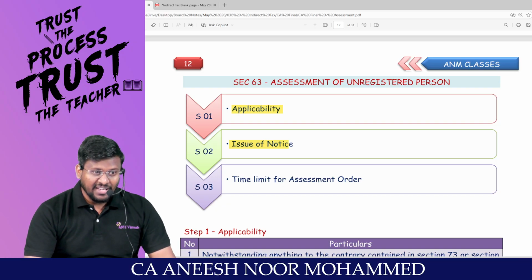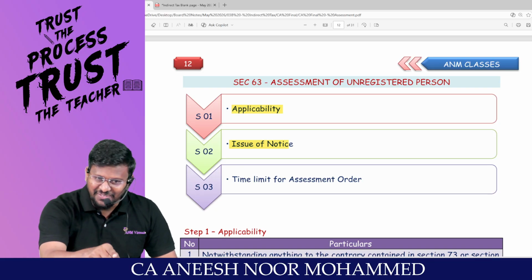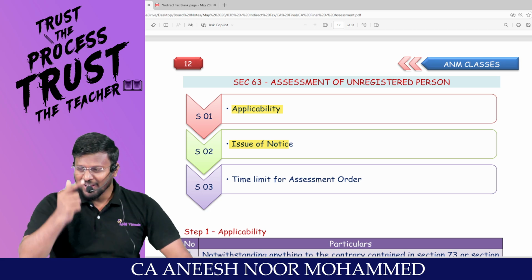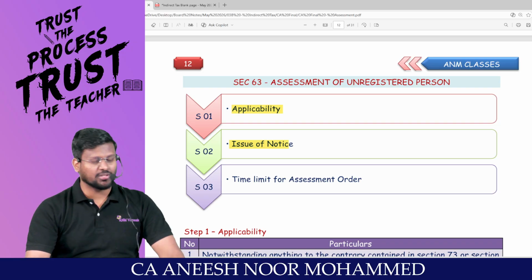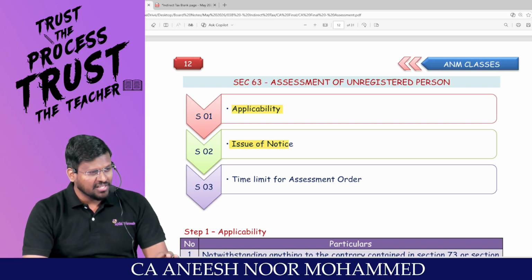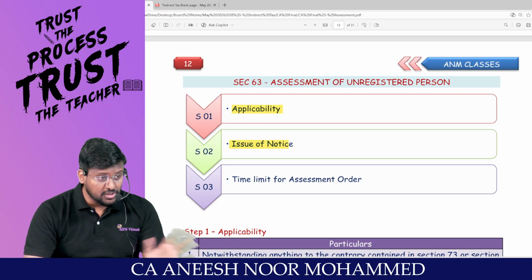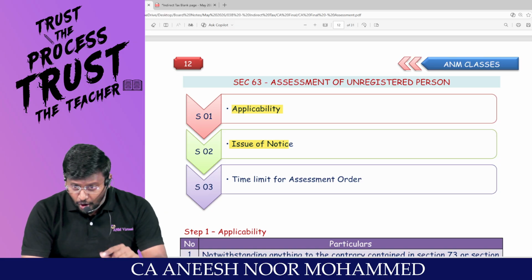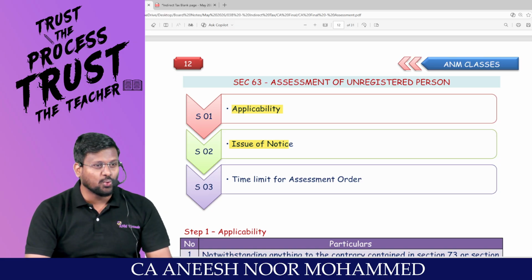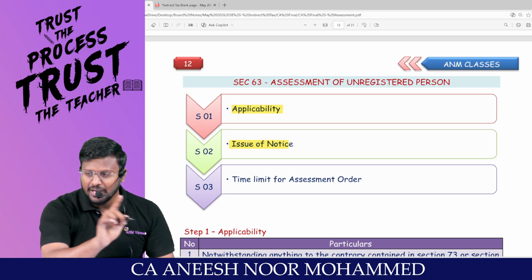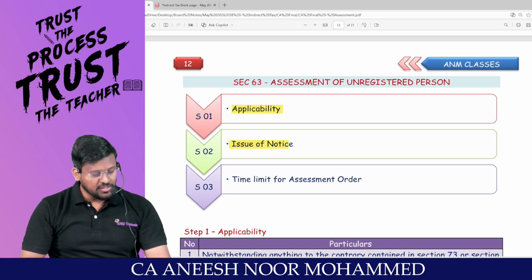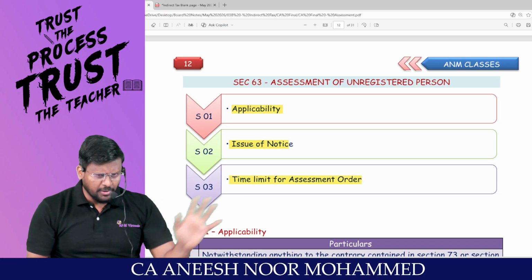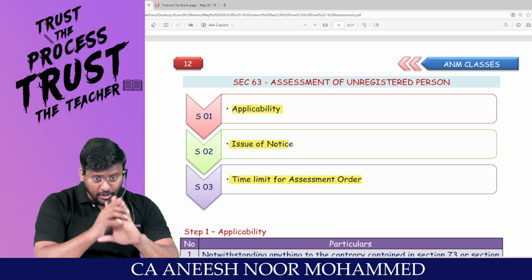So I saw before me itself that you were supplying goods or services or both. If I come as a PO, I have to find out whether you are supplying goods or services or both. So my dear lovable students, I will be issuing a notice. This notice is not to file the return. This notice is to inform you that we are going to pass a best judgment assessment order, and the time limit for the assessment. Within this time limit, we will complete the assessment. Then only it will be a valid assessment.